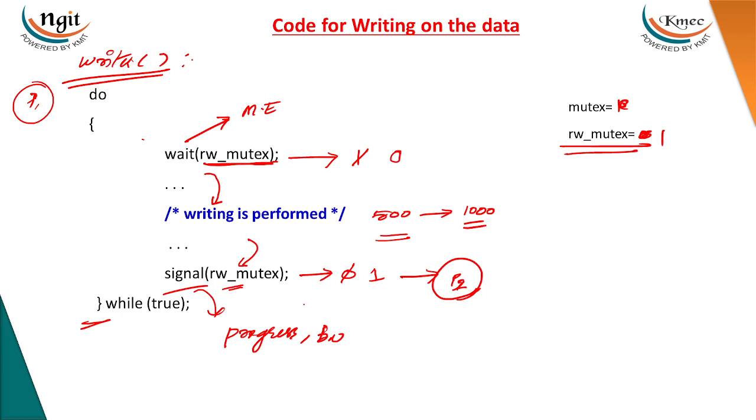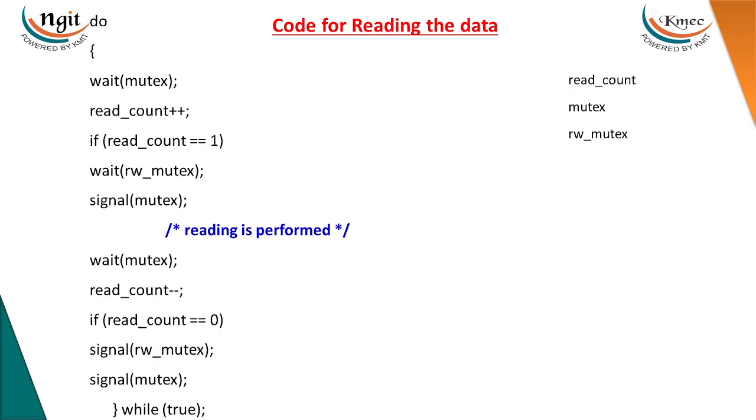This is the writer process, so the code for writing the data is easy. But now let's see the read process. In the read process, there are conditions. What is the condition? When this read count value is greater than 1, you cannot allow modification of data. So here we have to use both mutex and read write mutex. We need to disable the read write mutex value when multiple people are reading.